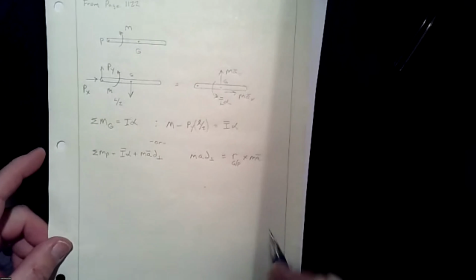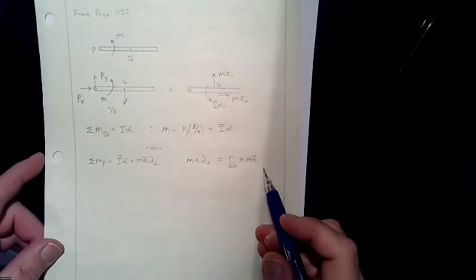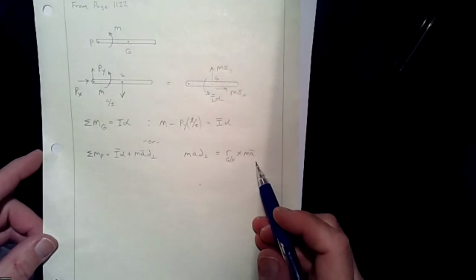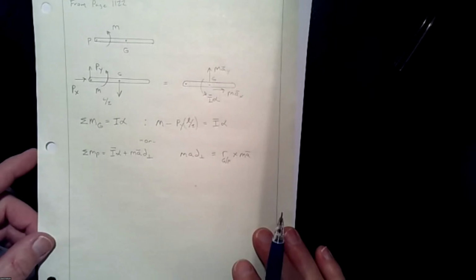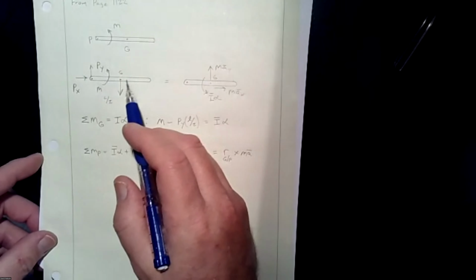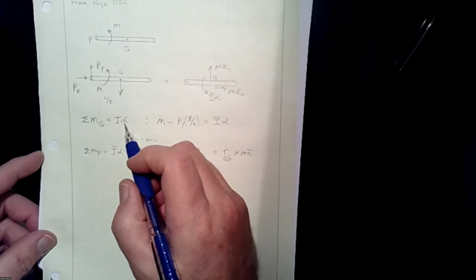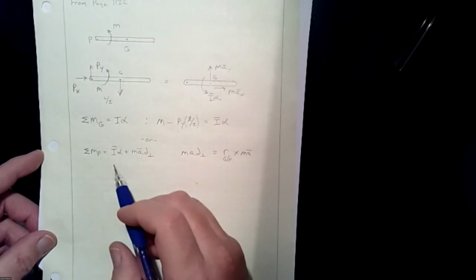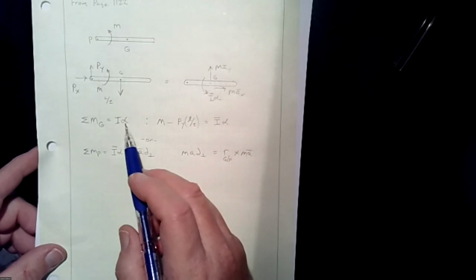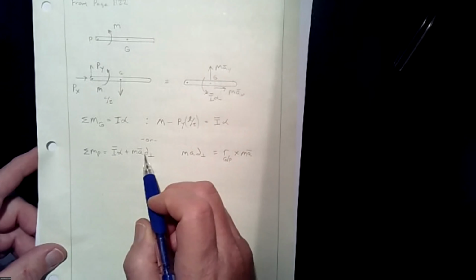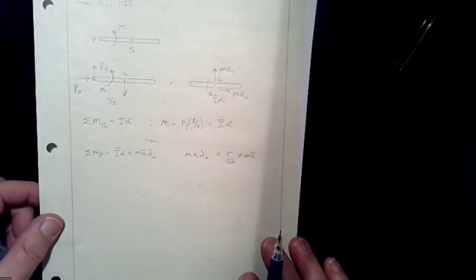So that's probably the biggest takeaway from the first lecture in section 16.1: if you're taking a moment about the center of gravity, it's just equal to I alpha. But if you're taking a moment about any other point, it's still I alpha about the center of gravity, but you have to add this m a d term. All right, so let's look at an example.